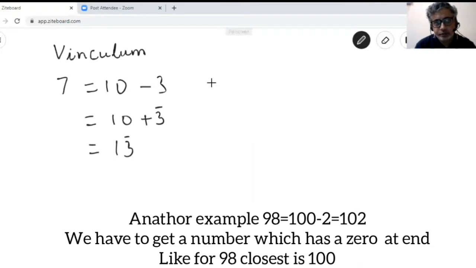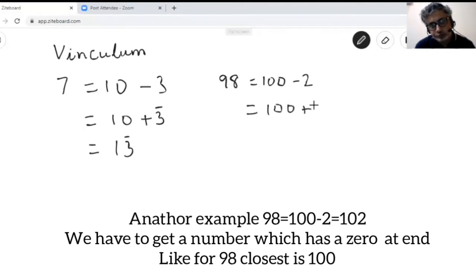Okay, let's take another example. Let's take a higher number, 98. 98 is closer to 100. So we have to get a number which is closer to 100s, or a number which is closer to 50, 60, like that. So 98 is closer to 100. So 100 minus 2, which is nothing but 100 plus 2 bar, which is nothing but 102 bar. So 98 in terms of Vinculum is 102 bar.